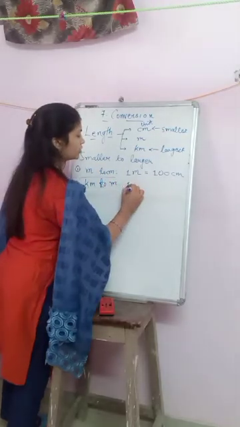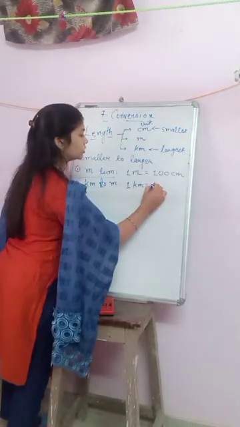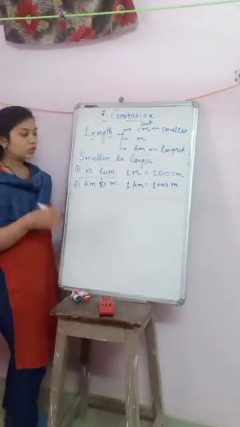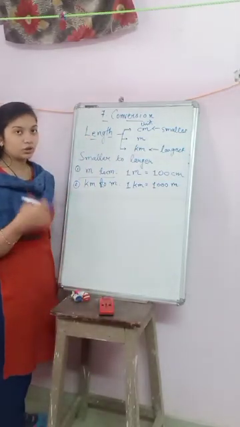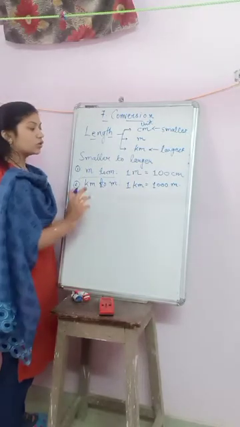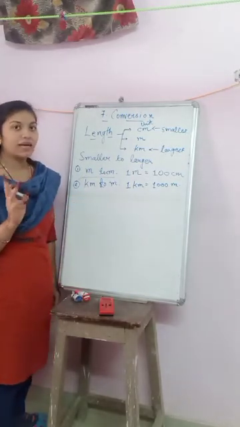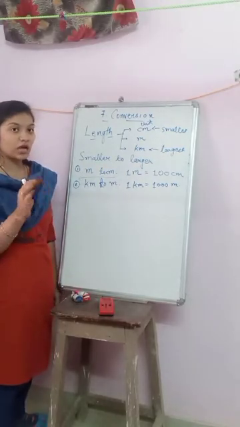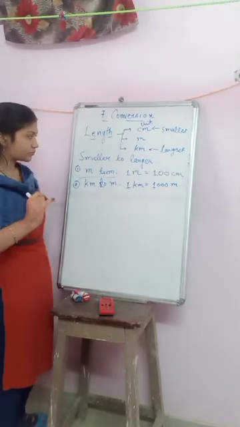For that we are using 1 kilometer equals 1000 meter. Means whenever you are converting the kilometer number to meter, then you have to multiply that number by 1000, or you can directly add 3 zeros after the end of the number.